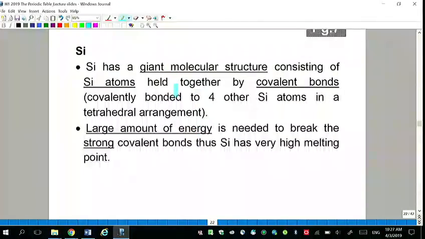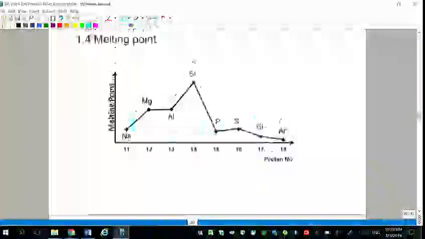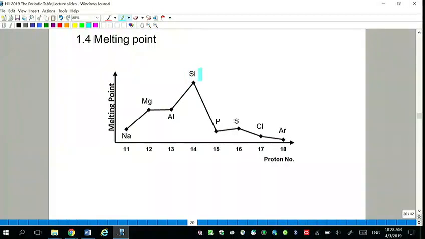Silicon has the highest melting point across period 3. Why? Because it has a giant molecular structure, and this giant molecular structure consists of silicon atoms held together by strong covalent bonds. So a lot of energy is needed to break these strong covalent bonds. So that is why silicon has one of the highest melting points across period 3. So that is how I explain the trend from sodium to aluminium. Then I talk about silicon.